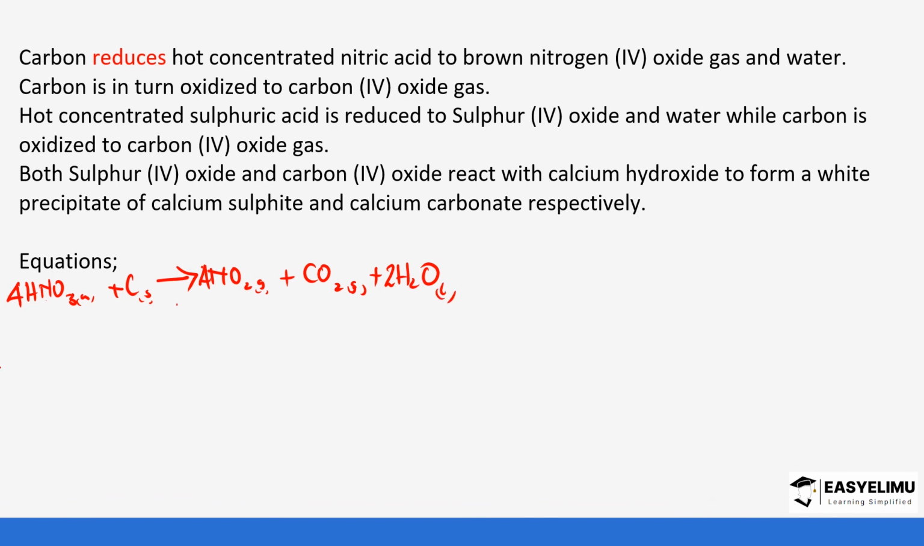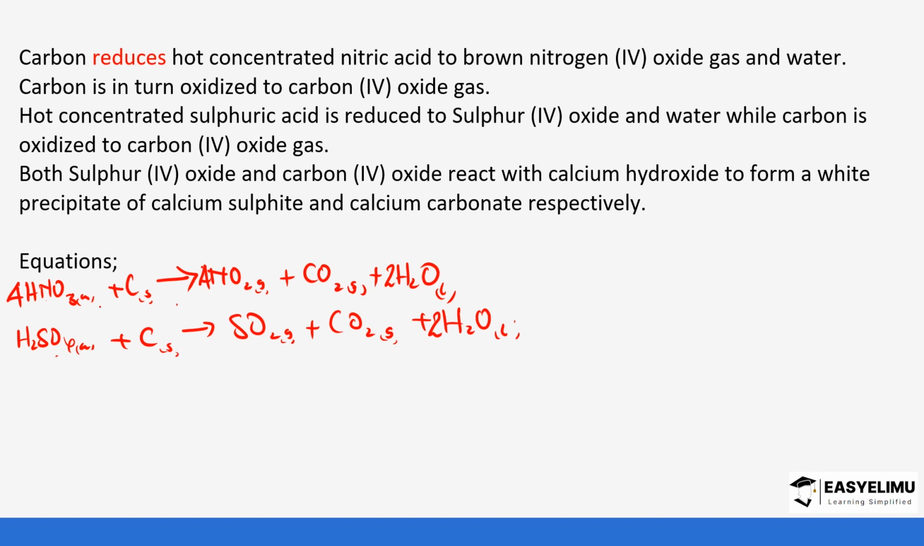All right, so the next equation is for concentrated sulfuric acid. H2SO4 reacts with carbon to form sulfur 4 oxide plus carbon 4 oxide plus water. So we also need to balance this equation. You notice we have 2 hydrogens this side, 2 hydrogens this side, but the oxygens are not equal. You can see we have 4 oxygens this side and 5 oxygens this side. So we can balance the oxygens by putting a 2 in front of water so that we can have 6 oxygens. So we have 4, and we have 2 plus 2 plus 2, now we have 6 oxygens.